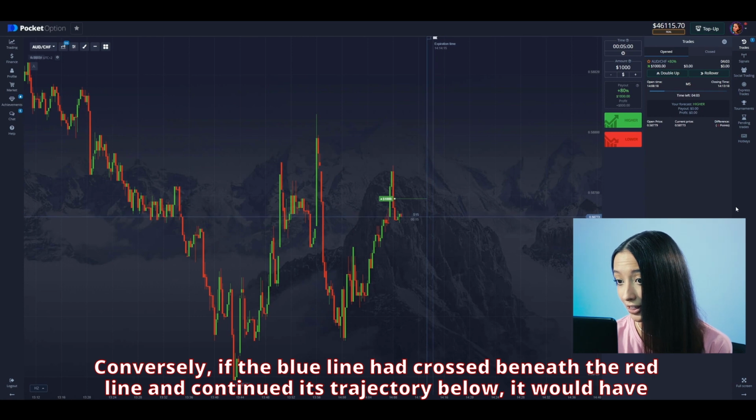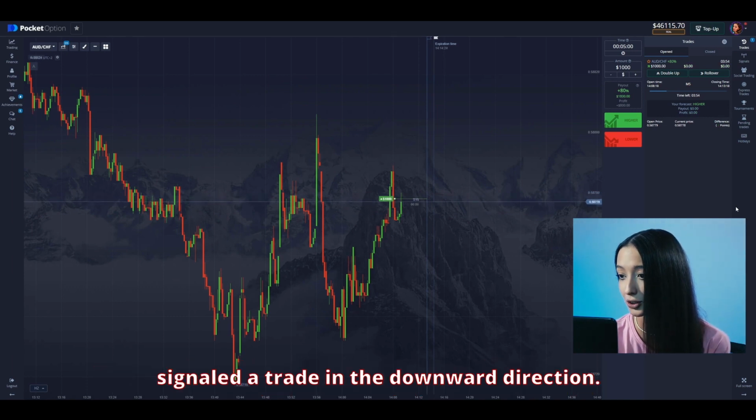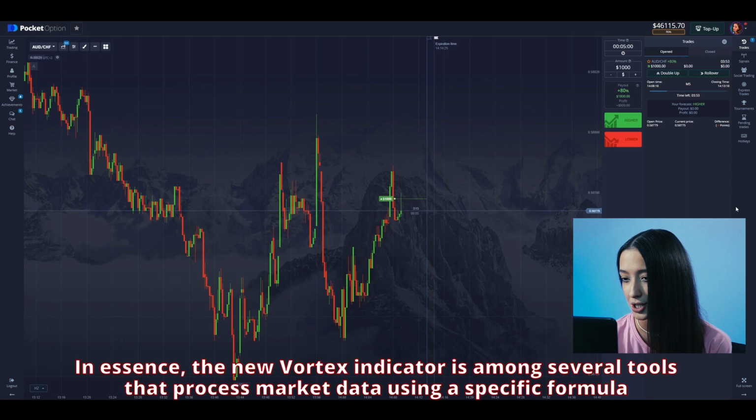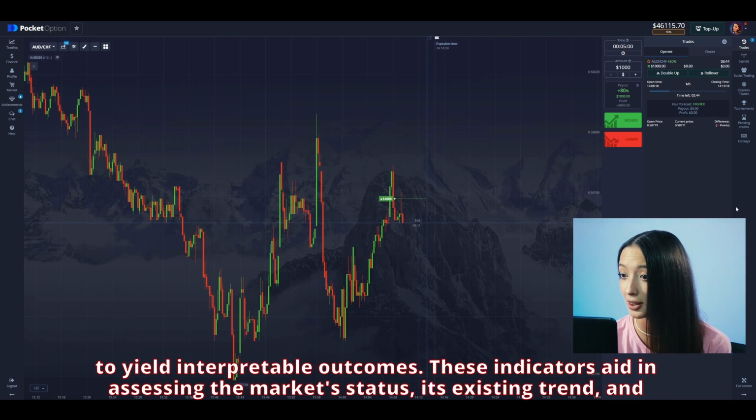Conversely, if the blue line had crossed behind the red line and continued its trajectory below, it would have signaled a trade in the downward direction. So in a sense, the Vortex indicator is among several tools that process market data using a specific formula to yield interpreted outcomes.